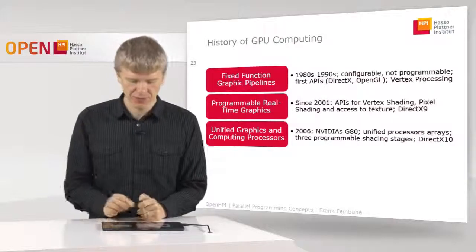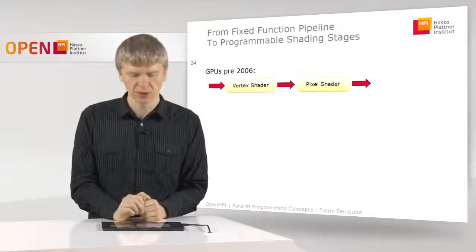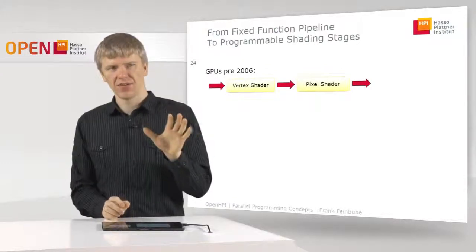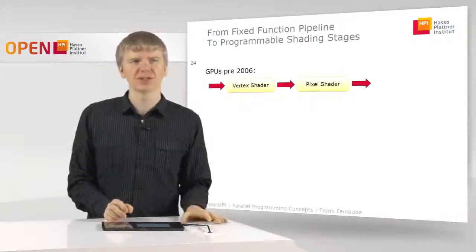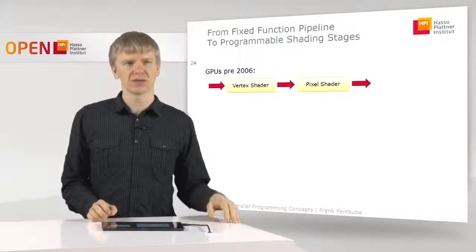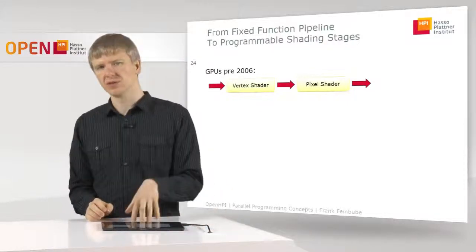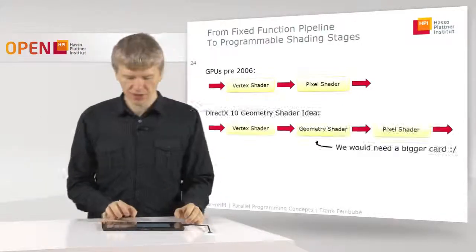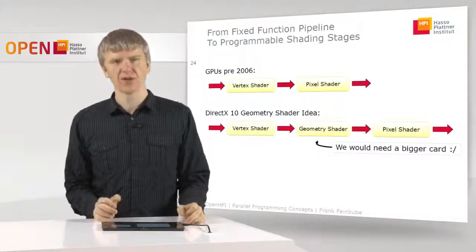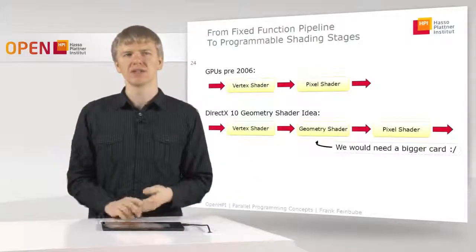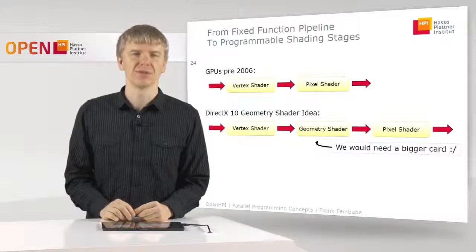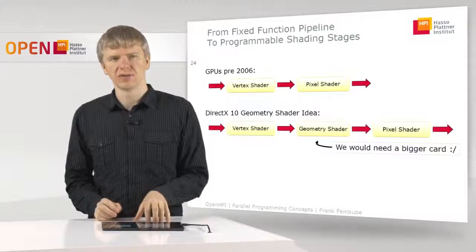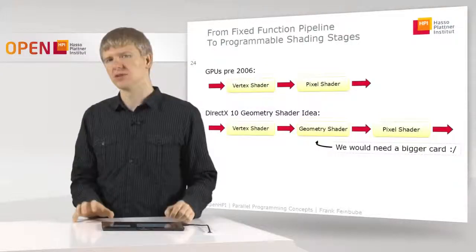What this actually means is what we are going to look at now. Before 2006, the hardware looked like this. We had a vertex shader and then a pixel shader, and the data went into the vertex shader, and the result data went into the pixel shader, and these were actually parts of the hardware. Then with DirectX 10, there was a new shader, the geometry shader. So now we had the vertex shader, the results went into the geometry shader, and those results went into the pixel shader.